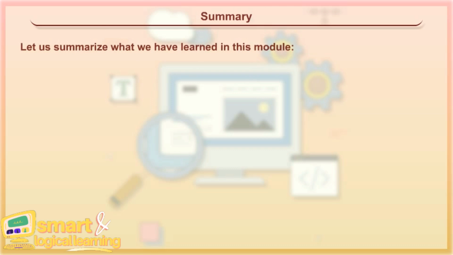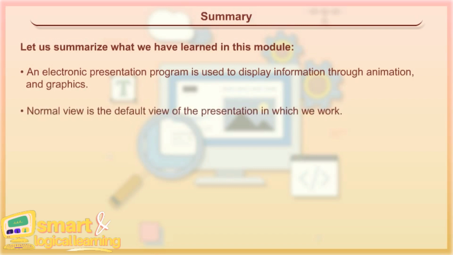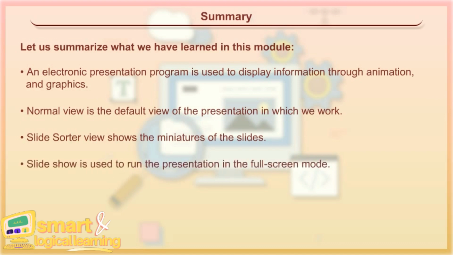Summary. Let us summarize what we have learned in this module. An electronic presentation program is used to display information through animation and graphics. Normal view is the default view of the presentation in which we work. Slide sorter view shows the miniatures of the slides. Slideshow is used to run the presentation in full screen mode.